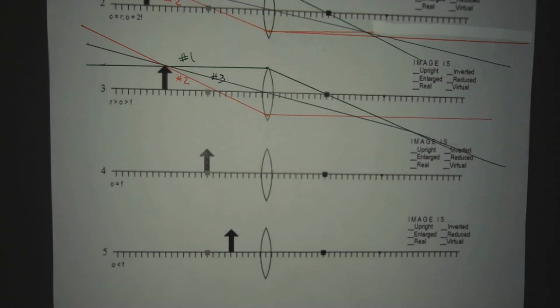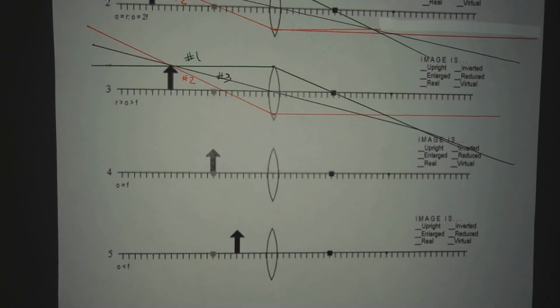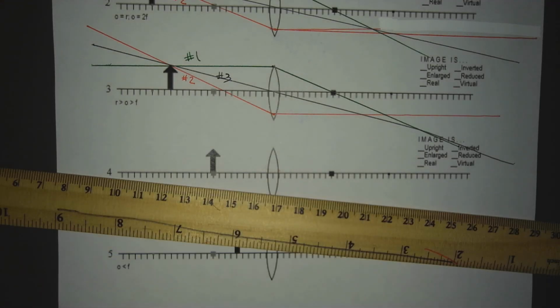Again, my lines are not perfect. I will tell you that where you get at least 2 lines connecting is where the new fake image is going to be formed. All right? Number 4. Let's go ahead and do number 4.